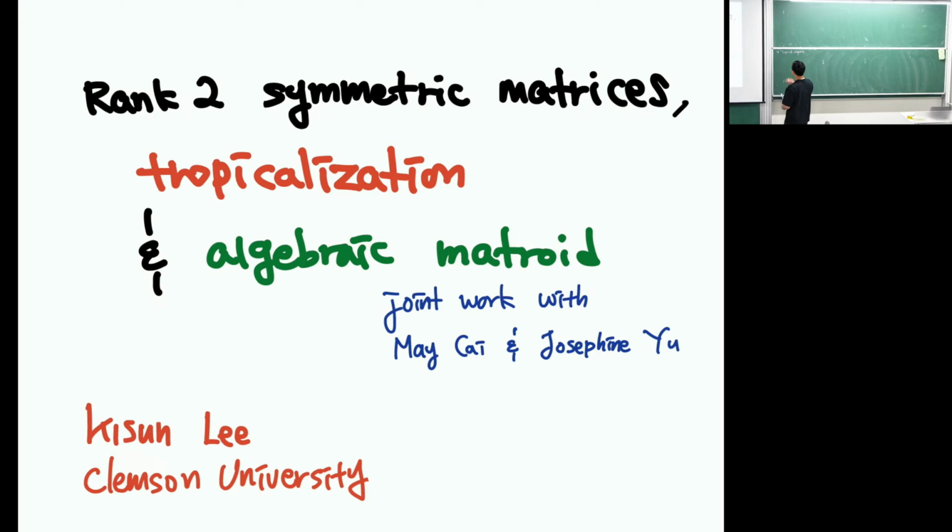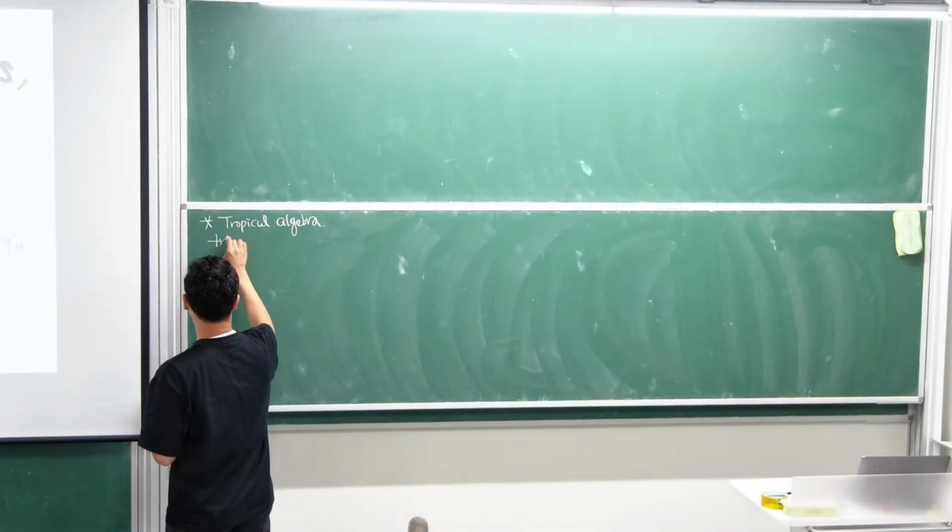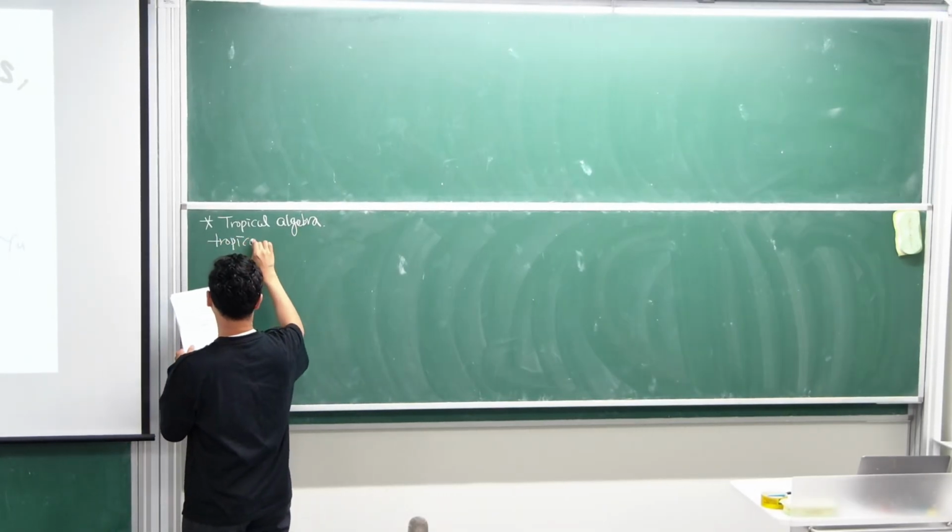By the way, this is joint work with Mei Kai and Josephine. They are both from Georgia Tech. So I want to introduce tropical algebra first. Tropical algebra is the algebra that can be done over the tropical semi-ring.